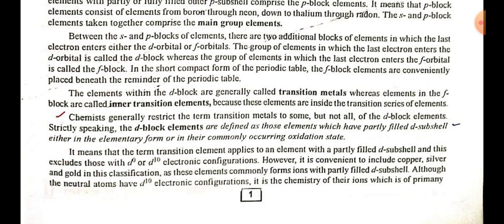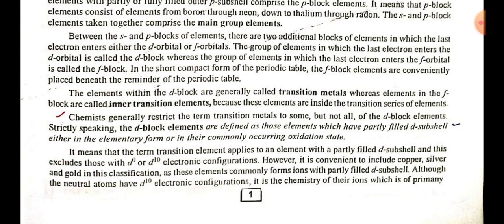Chemists generally restrict the term transition metals to some, but not all, of the d block elements. Strictly speaking, the d block elements are defined as those elements which have a partly filled d subshell either in the elementary form or in their commonly occurring oxidation state. It means that the term transition applies to an element with a partly filled d subshell, and this excludes those with d0 or d10 configurations.